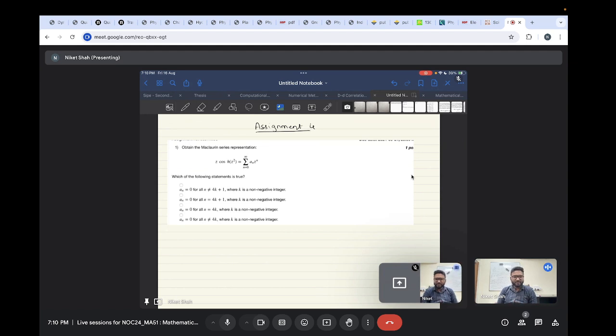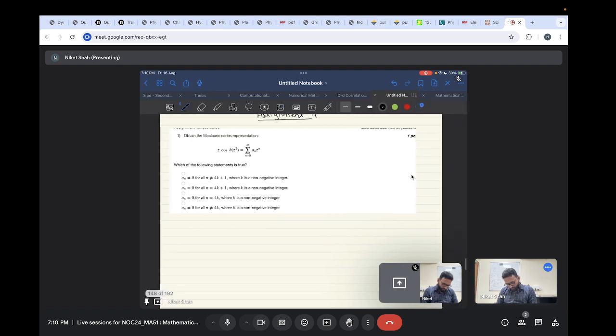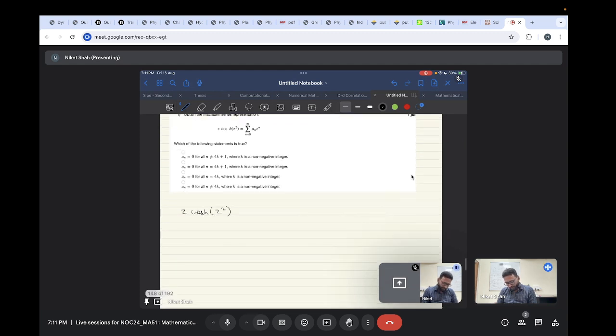Basically, what is Maclaurin series representation? It is simply Taylor series representation when z equal to 0. We are writing the Taylor series expansion about z equal to 0. So that is your Maclaurin series. So let's do that. What's the expression for Maclaurin or Taylor series expansion? Let's call it Maclaurin only.